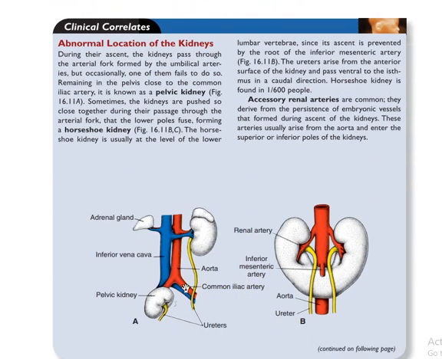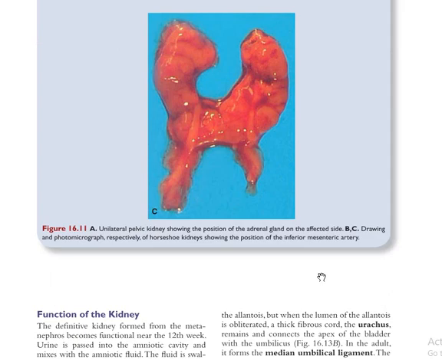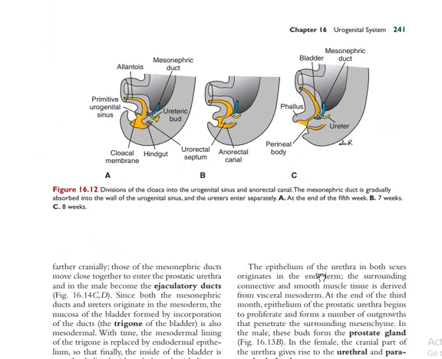So here are some clinical correlations. In this case, you have a pelvic kidney which has not ascended, and in this case, you have a horseshoe kidney with this lower terminal here. Realize that this horseshoe kidney has ascended, but the inferior mesenteric artery is blocking it from ascending further up. So now, in this position, you are going to see the division of the urogenital sinus.